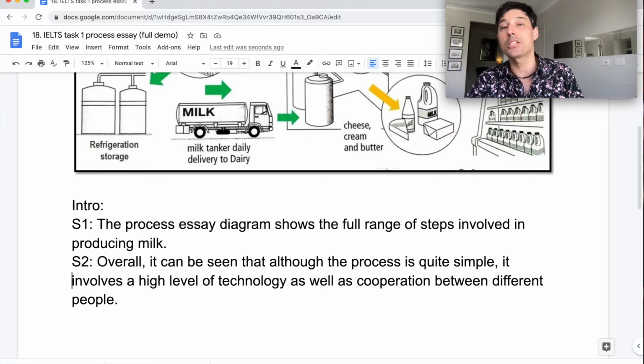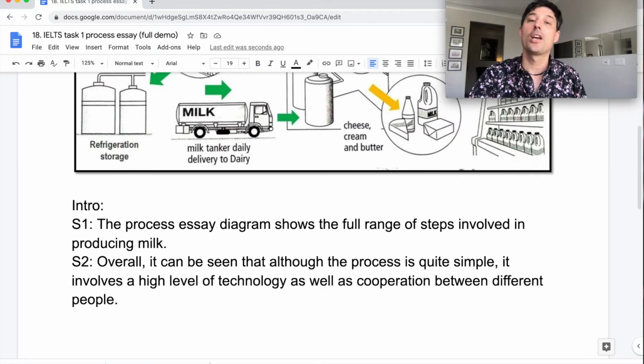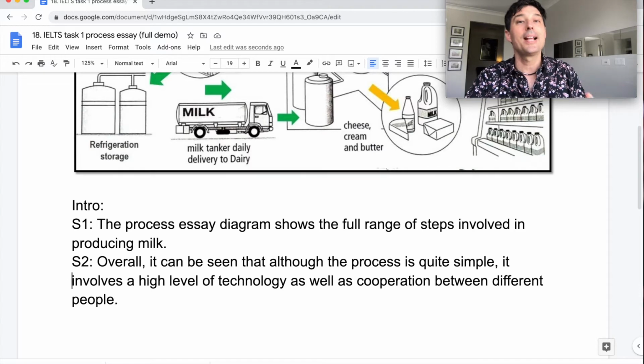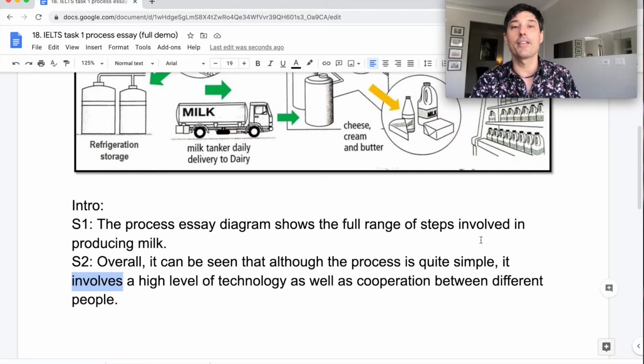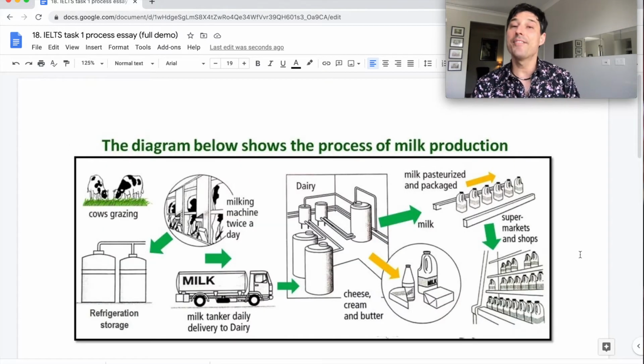So you need the farmers, you need the drivers of the trucks, you also need the people who are turning the milk into the final milk product at the dairy factory. So one other thing I did, I used involved in the S1 and I used involves in the S2. Okay, guys, so they love this kind of thing when you take a word, change it a little bit, and put it into another sentence. Okay, so we have now finished the introduction. We're going to move on and describe all the steps now.